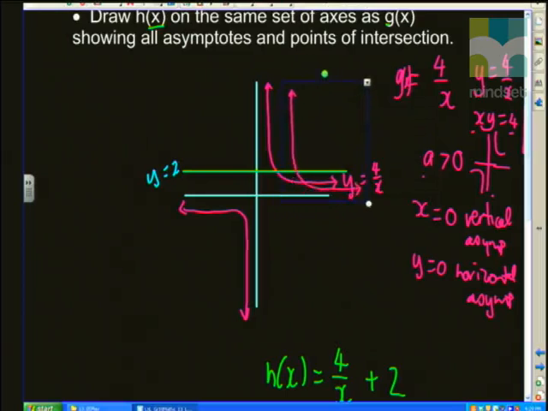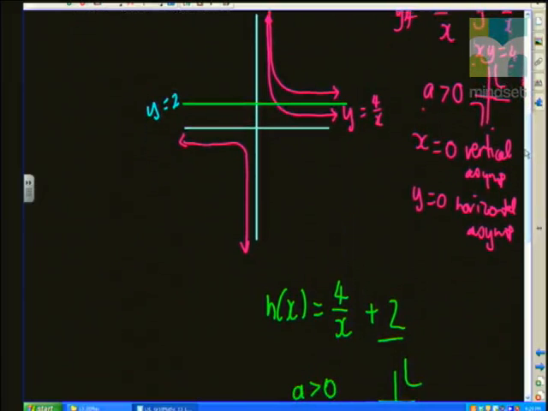All right, so this is my original graph, as you can see, and that's going to move upwards by 2 units. So that's what your graph's going to look like. It's approaching the line y is equal to 2 like it did the x-axis. So that's your new asymptote.